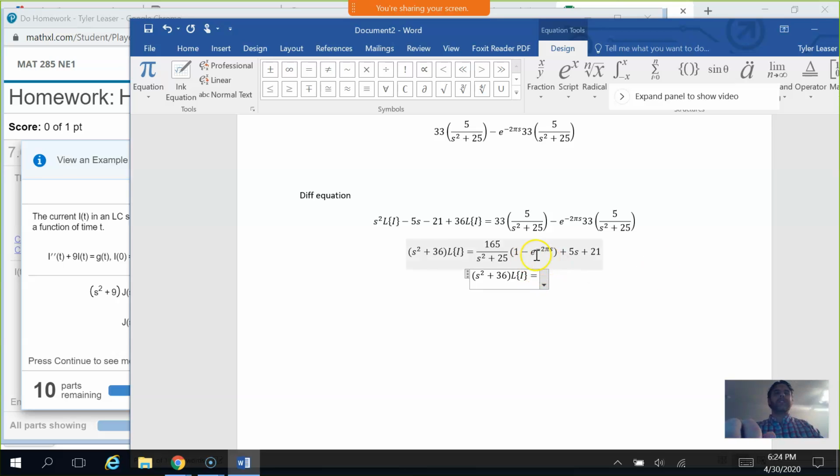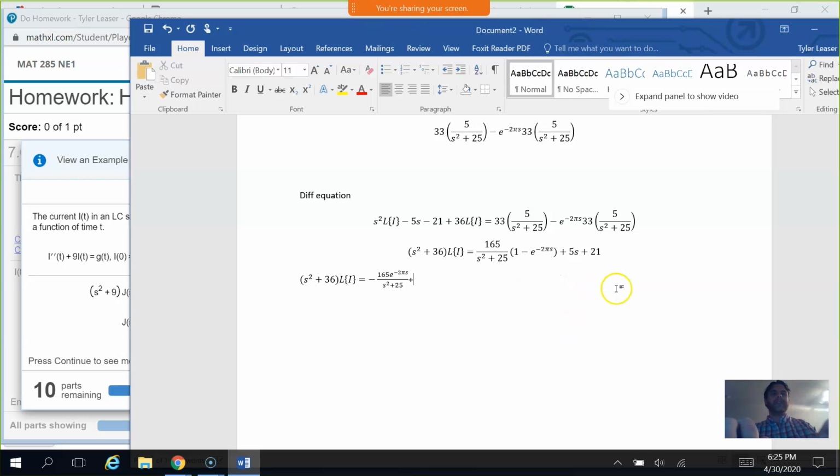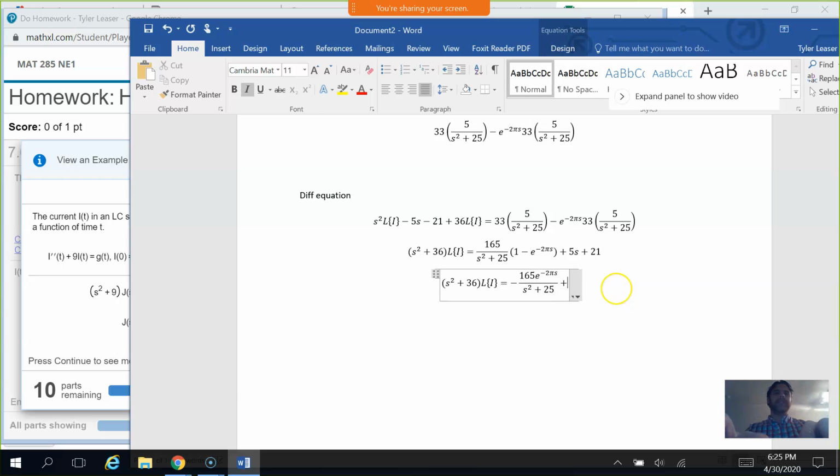Okay, so I'm just going to leave the one with the e in front. So we have that 165 e to the negative 2 pi s over s squared plus 25. So that one's out front. Oh, it's negative, sorry. So there should be a negative sign. Everything else, we have a plus 165 over s squared plus 25.